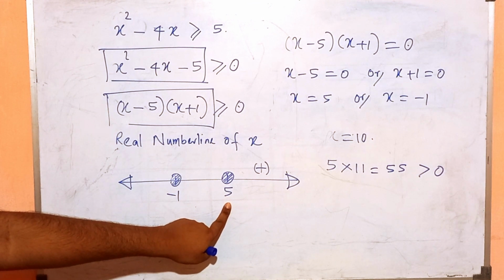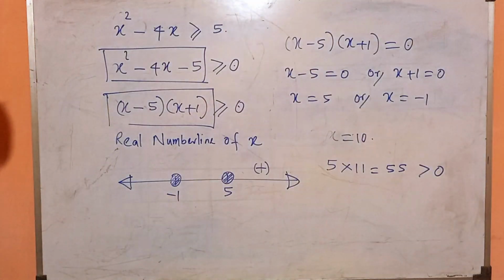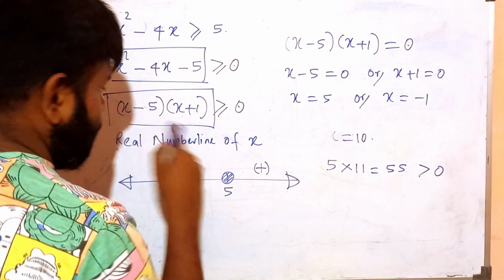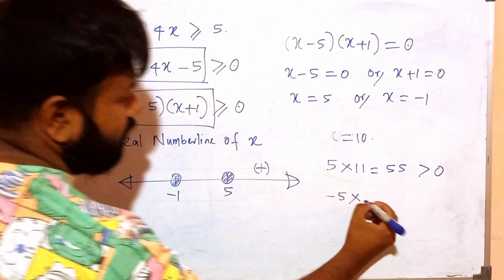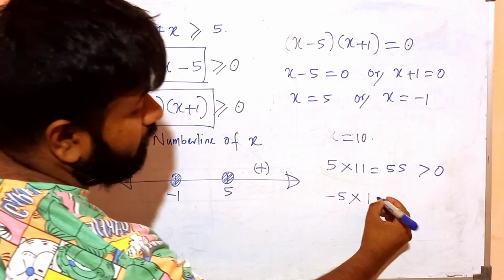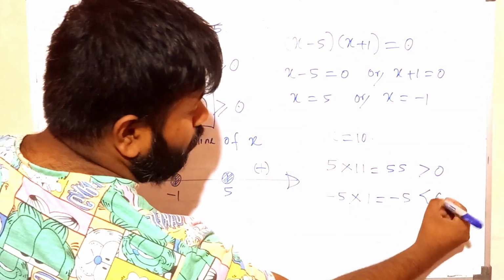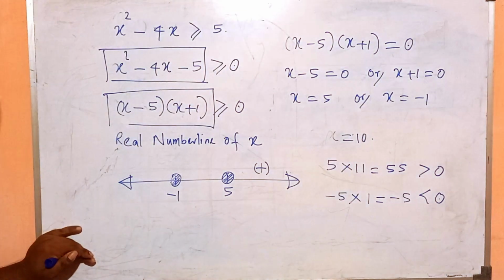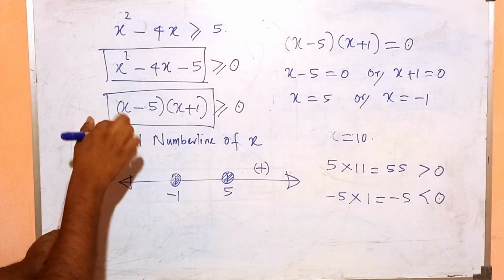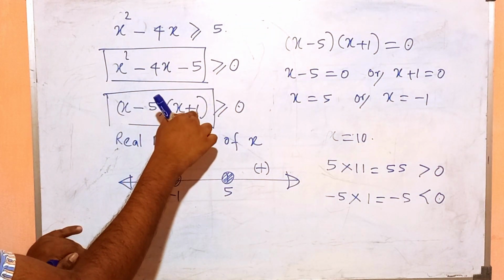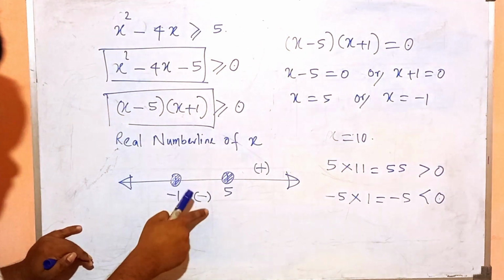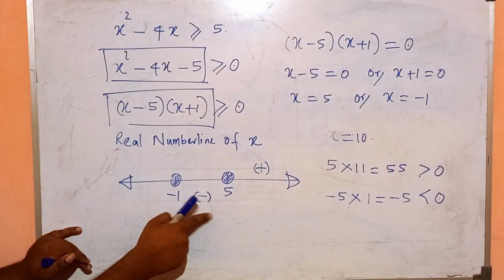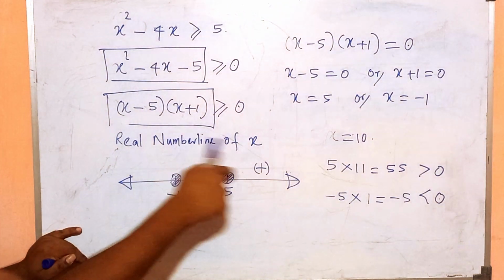So what can be the easiest number you can choose? 0. Substitute 0 here. 0 minus 5, that is minus 5, into 0 plus 1, that is 1. So minus 5 into 1 will be equal to minus 5, that is less than 0. So in this range, the expression (x minus 5) into (x plus 1) is negative. Minus means you have to denote it here, below this line.